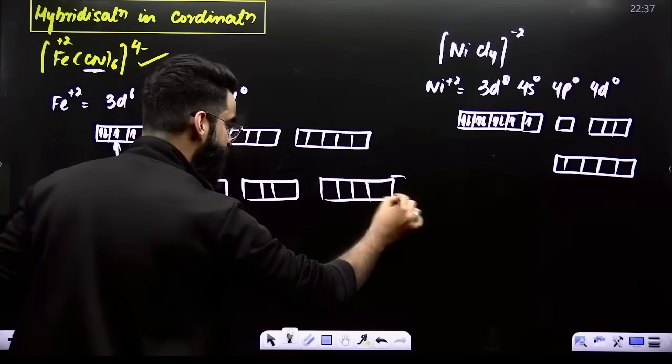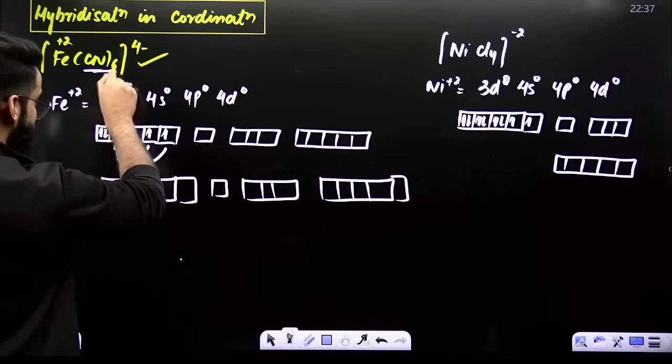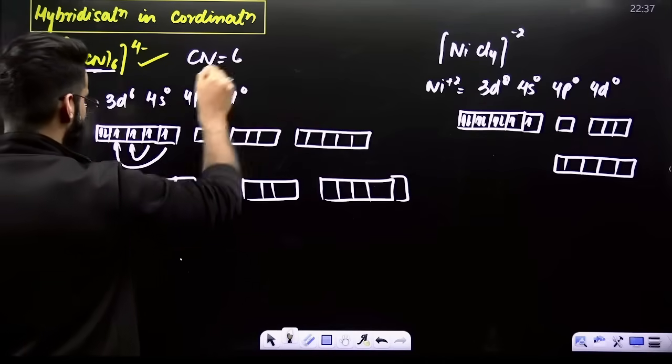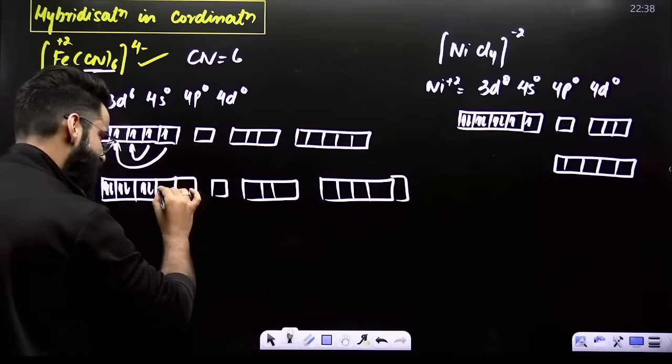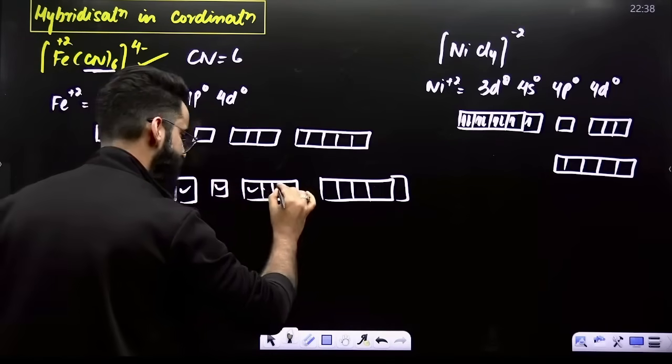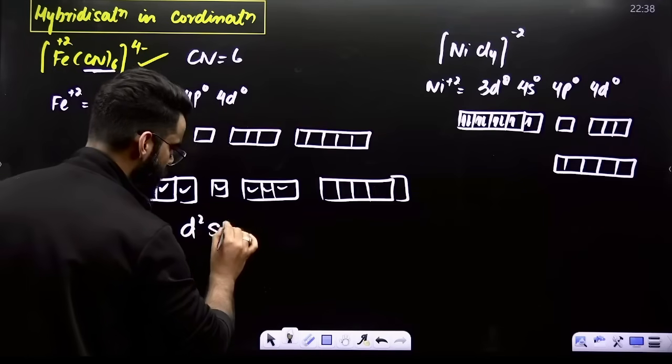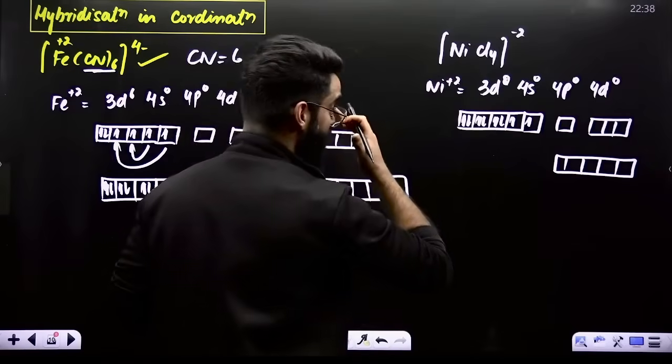Now, my dear students, after this, what is the coordination number here? Coordination number here is 6. So this central metal ion has to arrange 6 vacant orbitals for hybridization. Those 6 vacant orbitals will be 1, 2, 3, 4, 5, 6. So the hybridization involved is d2sp3. Perfect. Look at this particular one.